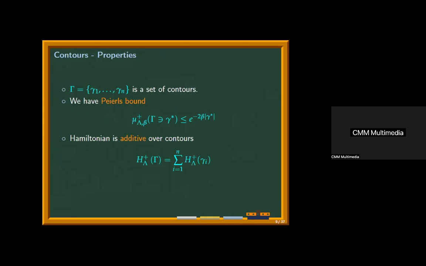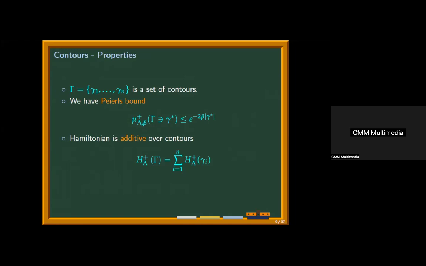So the key steps to prove the phase transition by using the contours, I'm not going to give the complete details of the proof, but the most important step to make sure that we can show this phase transition is what we call the Peierls bound, which says the probability that a contour appears can be controlled by exponential of minus 2 times beta times the size. What does this mean? It means that you consider very low temperature. Beta is the inverse temperature. Beta is very large. Since beta is very large, this is a very small number.